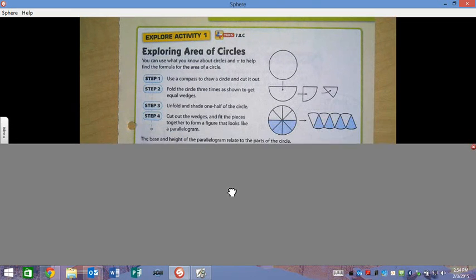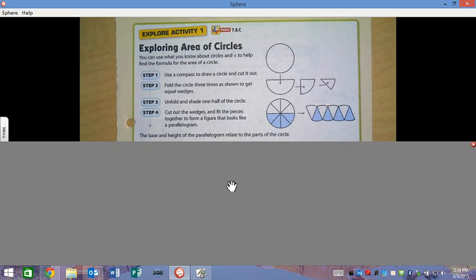So this is lesson 9.3 in finding area of circles. The first thing we're going to look at is Explore activity 1. Explore activity 2 is the one that you do not have to do. It says you can use what you know about circles and pi to help find the formula for the area of a circle. Now, if you haven't done circumference or the ratios and pi section, this may not be as simple for you as it is for some of the others.